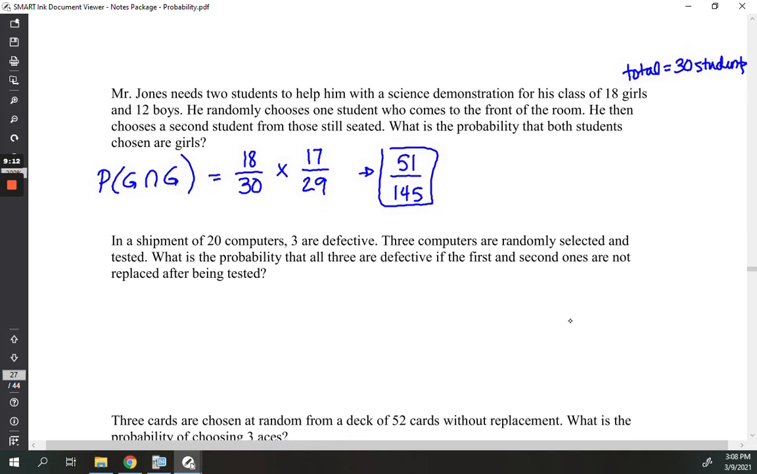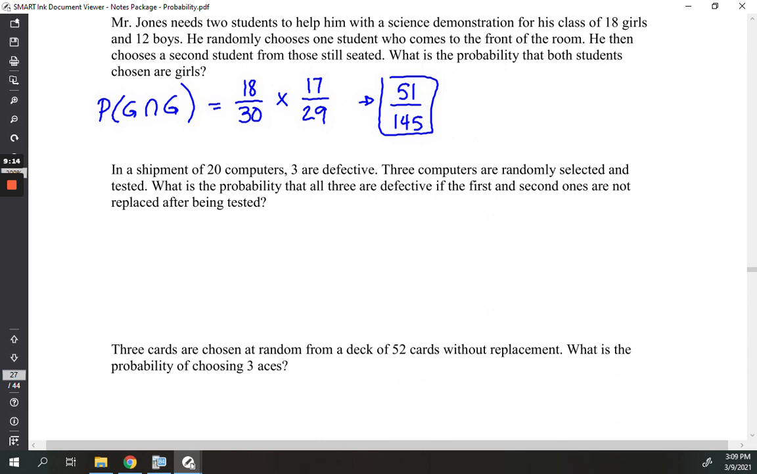Likewise, I'll do one last example. In a shipment of 20 computers, 3 are defective. We're going to randomly select 3 computers to be tested. What is the probability that all 3 are defective? So you're going to go into that room and grab a box. The chances that that one's going to be defective is 3 out of the total of 20 computers.